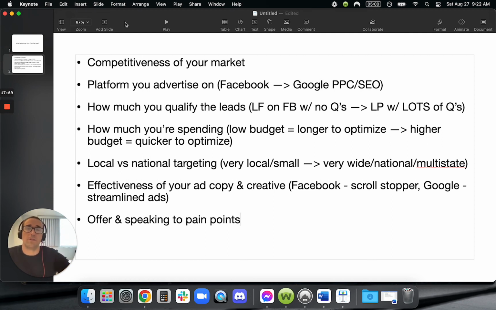So maybe, for example, on the extreme end, maybe you have a very, very competitive market. You're only marketing on Google pay-per-click, which tends to be more expensive. You're trying to qualify the leads a lot. So maybe you have a landing page that asks them a lot of questions. And you have a kind of a budget on the lower end, so you're not spending enough. And you're doing it really local, so you're only targeting maybe a couple zip codes. And you haven't really streamlined your ads, so your ads aren't that effective.